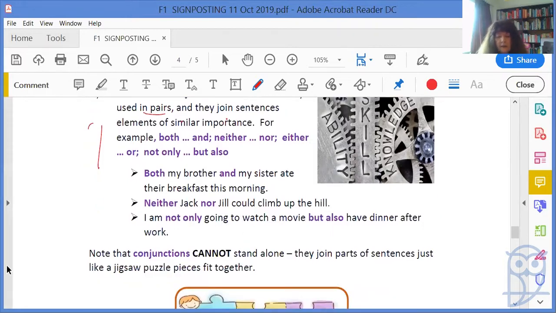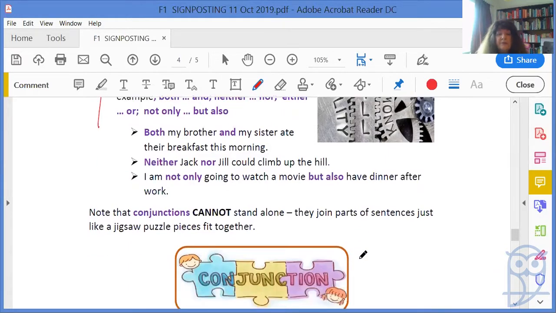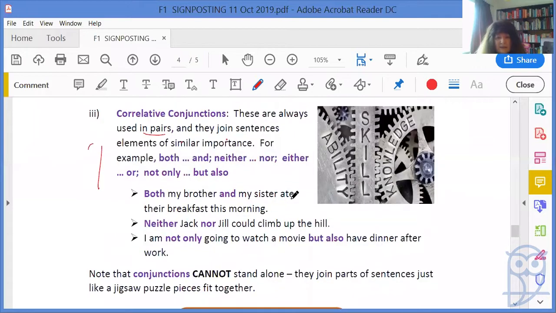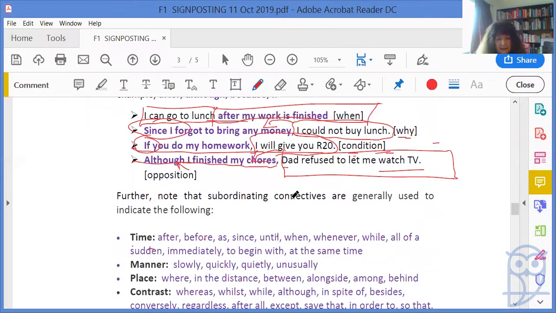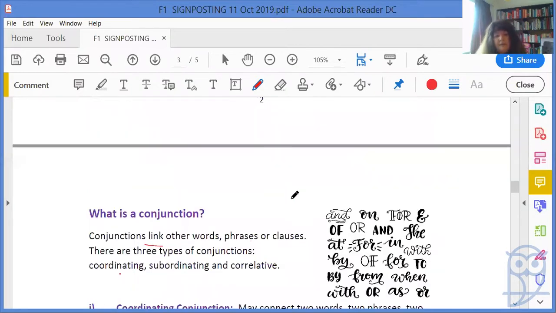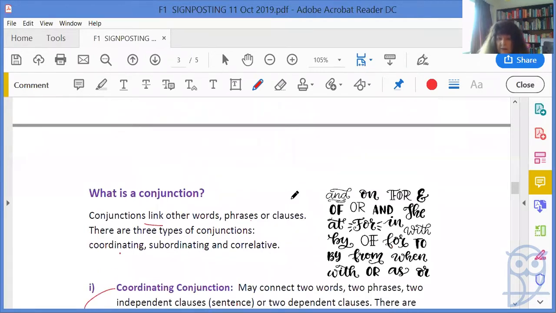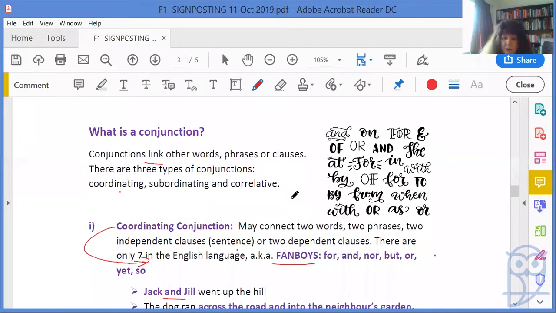Okay. Note that conjunctions cannot stand alone. They join parts of sentences just like a jigsaw puzzle fitting pieces together. So you can't just write anything from fanboys and expect it to stand alone, all right? They cannot stand alone. Right, so let's take a quick look at that again. The conjunction. Conjunctions link words, phrases, or clauses, and there's 3 types of conjunctions: coordinating, subordinating, and correlative.